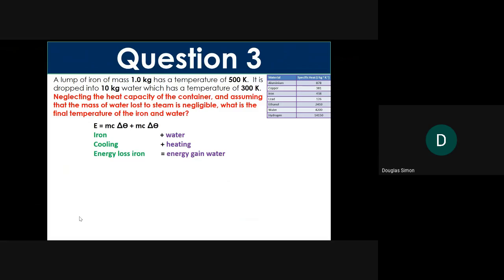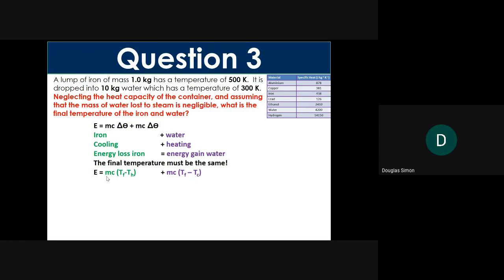Importantly, the energy lost from iron is going to be equal to the energy gained by the water, because all of that heat is going to transfer from the hot iron to the cold water, which means this step allows us to write down an equation in a second. But the other thing we need to realize is that the final temperature must be the same for both of them. So now both of these two steps allow us to write down the equations that we need.